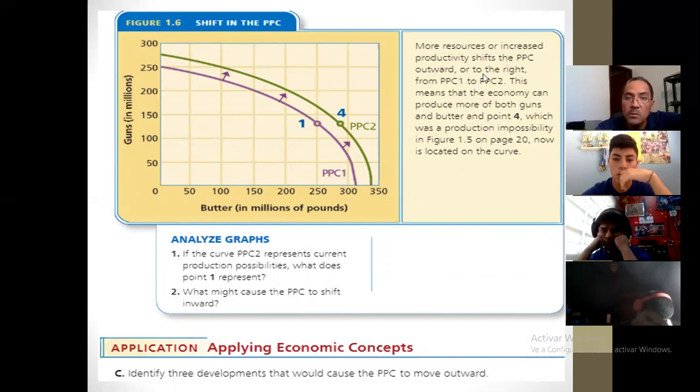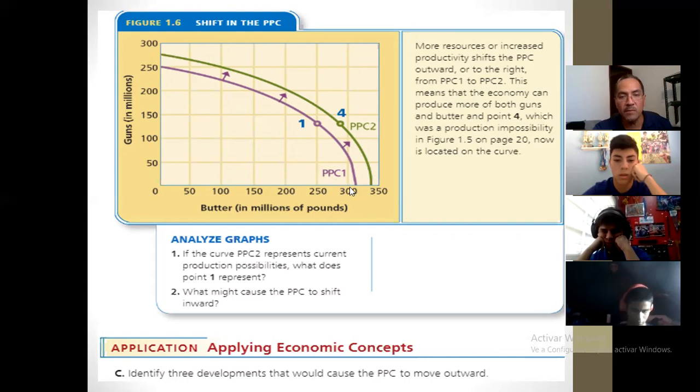Into the right. From PPC 1, the purple one, to the green one, PPC 2. This means that the economy can produce more of both. Now we were using this example, the guns and the border. Now they are able to produce more than 250 million, more than that. Over here it's not 300, it's like 275 million, something like that. It's around this area, 275 million.